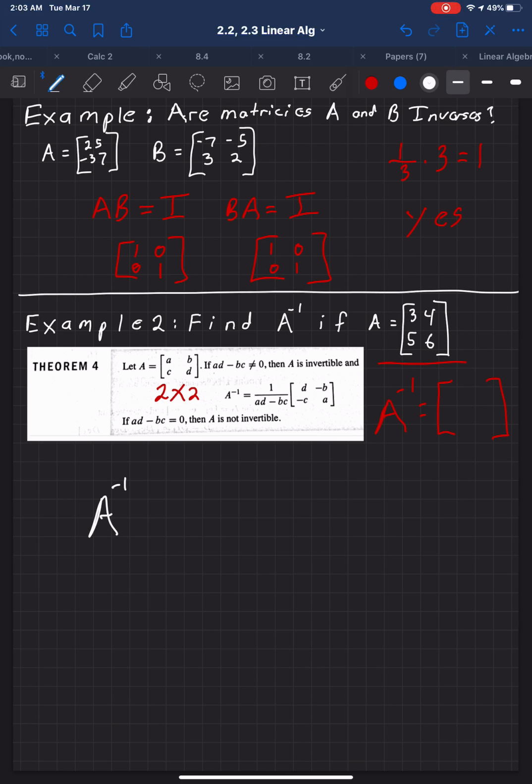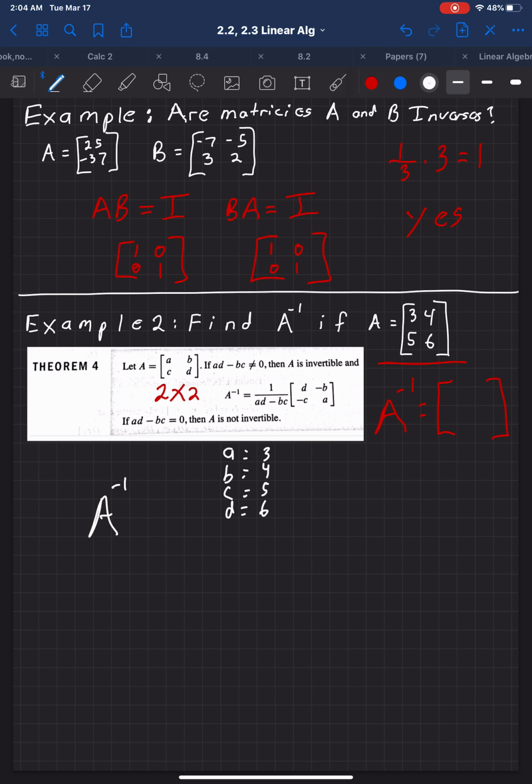All right. So I'm going to go ahead and label, in this case, A, B, C, D. What are in these entry positions? So in the entry position for A, we have 3, 4, 5, 6.